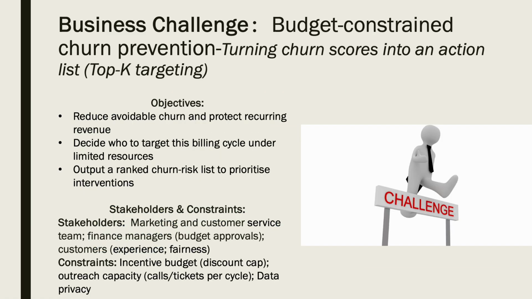The business goal is to reduce avoidable churn and protect recurring revenue. However, resources are constrained: incentive budget and outreach capacity are limited, and data privacy must be respected. Therefore, the key decision is, in this billing cycle, which customers should be prioritized for retention. Stakeholders include the marketing and customer service team, who need an actionable list and clear next-step actions, the finance manager, who sets budget limits, and customers, who care about experience and fairness. Constraints come from budget, capacity, and compliance. These constraints support a top K approach that focuses effort on the highest risk customers.